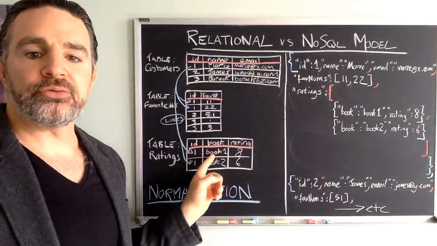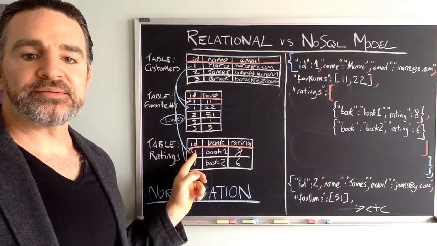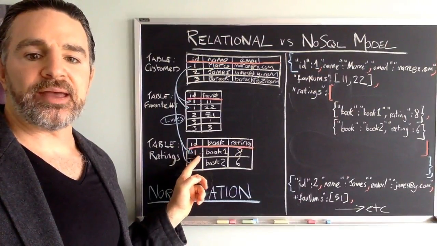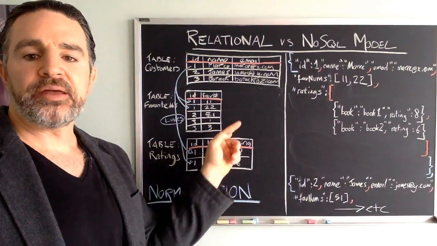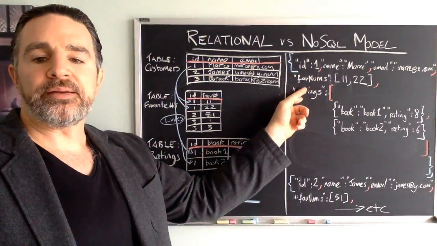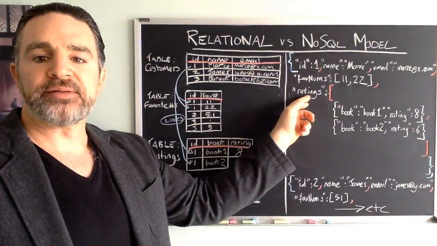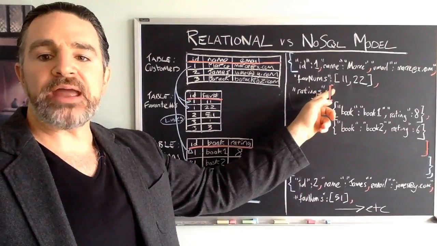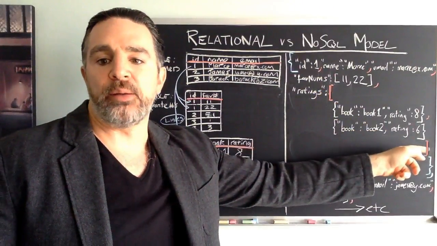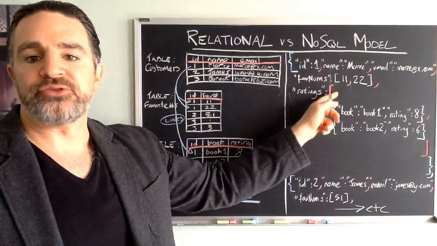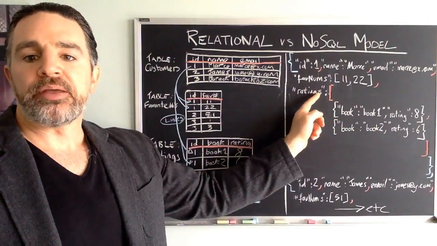Same if I move down to ratings. You can see Marcy here for ratings. We have 2 entries in the ratings table, book 1 and book 2, rating of 8 and 6. So here is my key from my key value pair within my document is ratings. Now the value of my key value pair is actually an array. This is the array end and this is the array beginning. This array makes up the value of my key value pair.